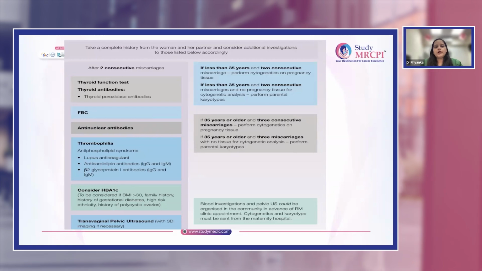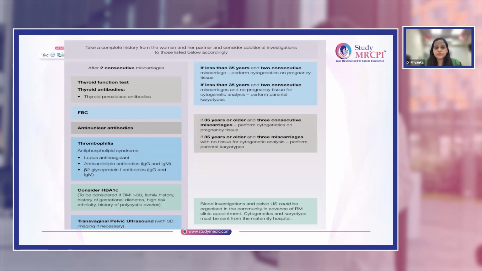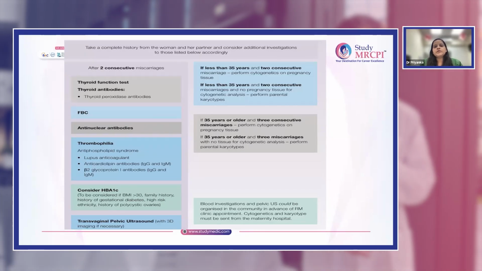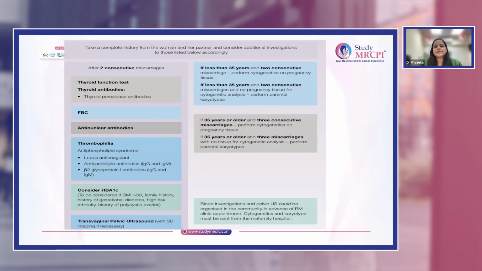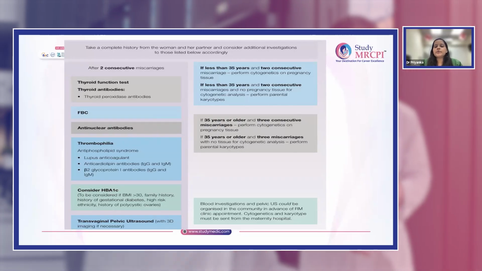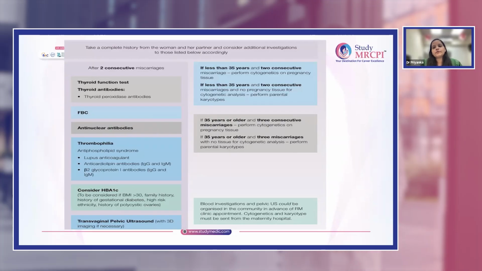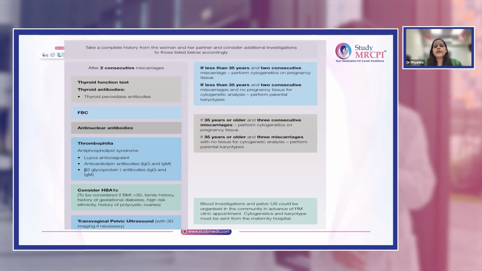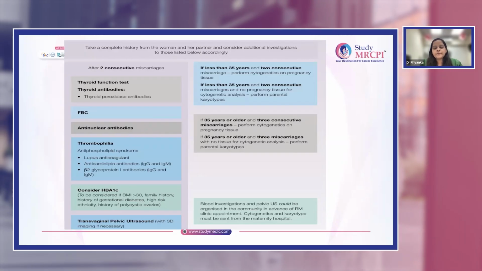Now coming to the genetic part. It depends upon the woman's age, and also how many recurrent miscarriages she had. If she is less than 35 years and had a history of 2 consecutive miscarriages, and the products of conception are available, then we can do cytogenetics on the products of conception. But if the pregnancy tissues are not available, then we can perform the parental karyotypes for the couple.